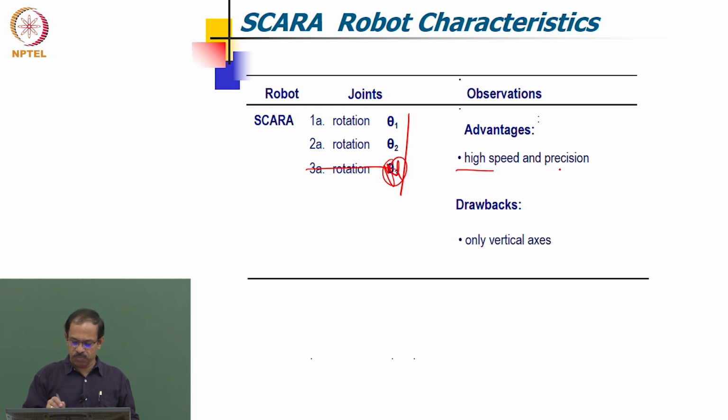So it can have very high speed. Very high speed assembly robots are made using this kind of architecture. And you have only vertical axes.